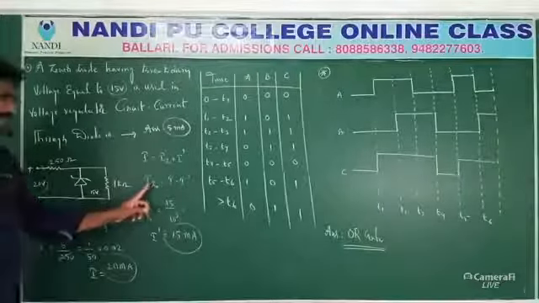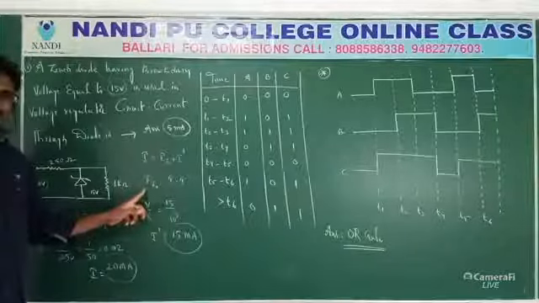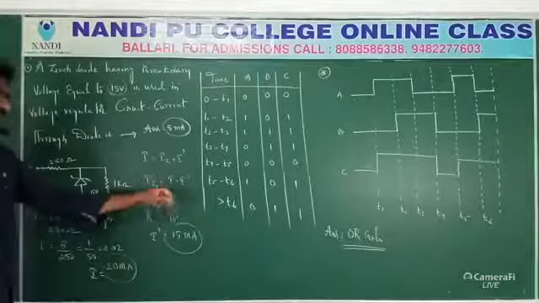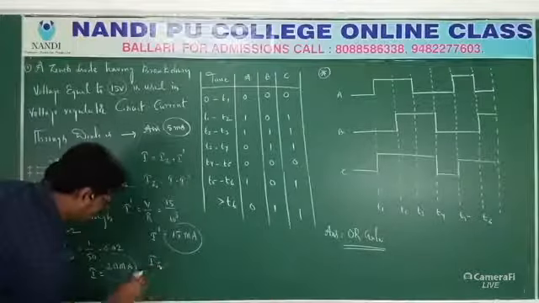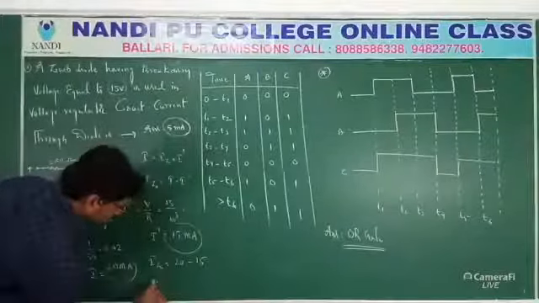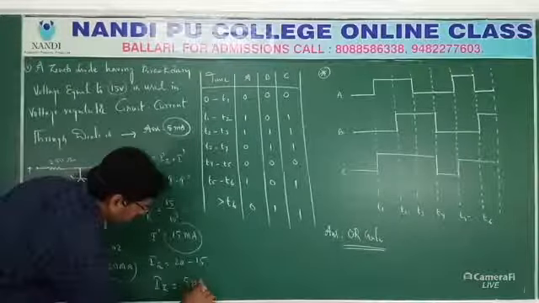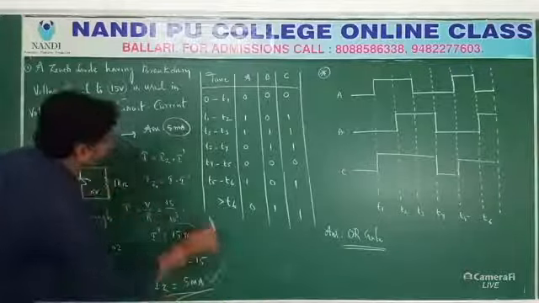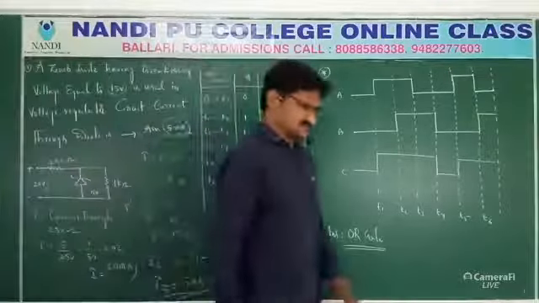What do I need? As per the question, IZ. What is IZ? The current through the Zener diode. So I minus I dash. So IZ is equal to I. I is how much? 20 minus I dash, 15. So IZ is equal to 20 minus 15, which is 5 milliamps. That is your answer: 5 milliamperes.